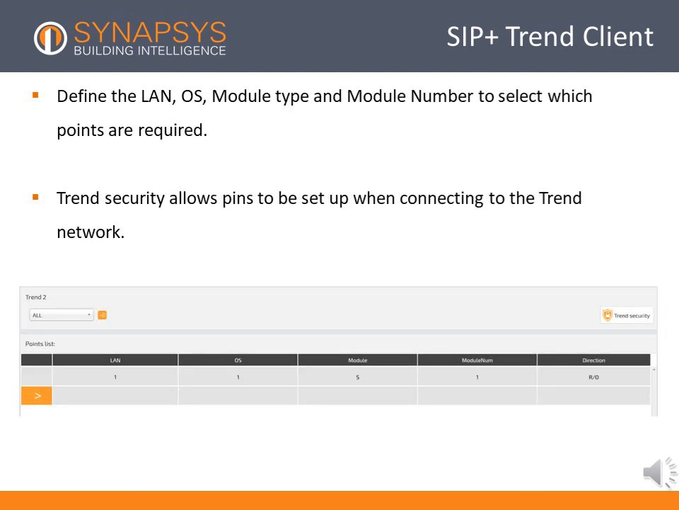When a connection is made to the trend network, any points on that trend network are available to be polled by the SIP+. To define the points to be used, define the LAN and outstation where the points are located, define the module types and the module numbers. The modules define the individual points to be picked up. To find information on the points available, connection to the trend network by a trend engineer is required.